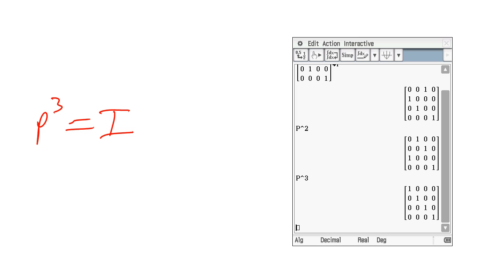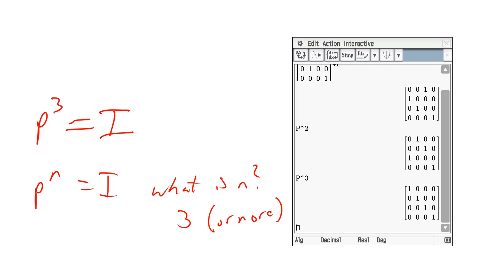So there might be something that you're asked in an exam question. So like P to the n equals I, what is n? And you could say, well, 3 or more. Remembering, of course, that once you've got to I, it stays as I.